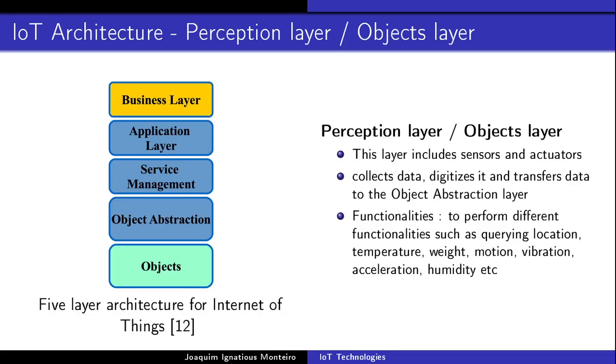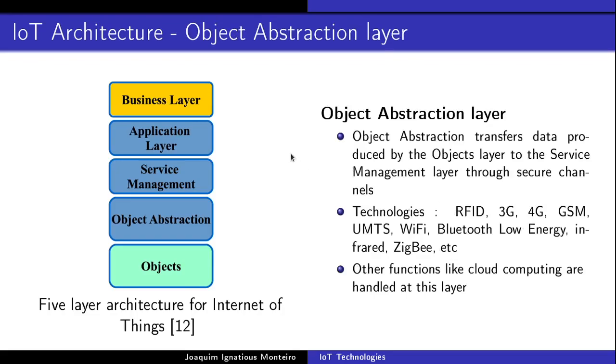So this is the layer which is concerned with data acquisition. Sensors are there, actuators are also there in this layer. Then the object abstraction layer. Object abstraction layer is concerned with transporting this acquired data to the application layer via the service management layer. And different technologies are there. You have Wi-Fi, Bluetooth, infrared, Zigbee, a variety of others, 3G, 4G, GSM. So all those things are there.